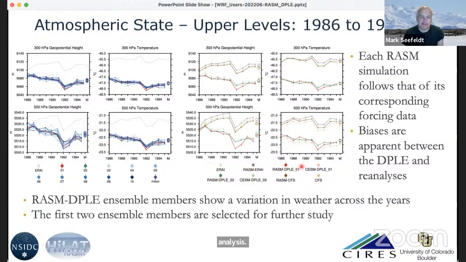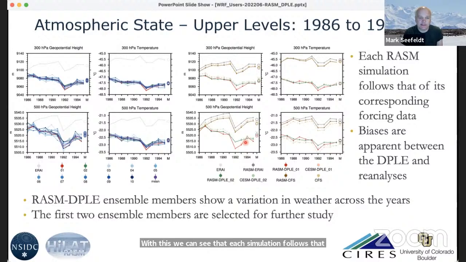So on the right set of panels, we're looking at 4 RASM simulations: ERA-Interim, CFS, and then 2 DPLE ensemble members. And the RASM simulations are in these solid lines. And then the 4 corresponding forcing data in the lighter dashed lines for each simulation. With this, we can see that each simulation follows that of its corresponding forcing data.